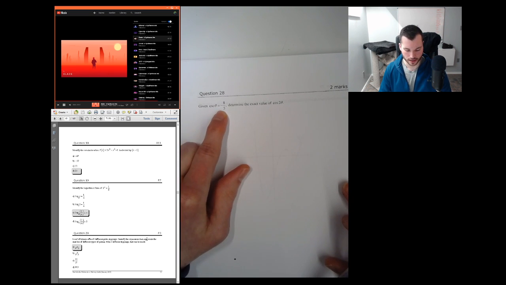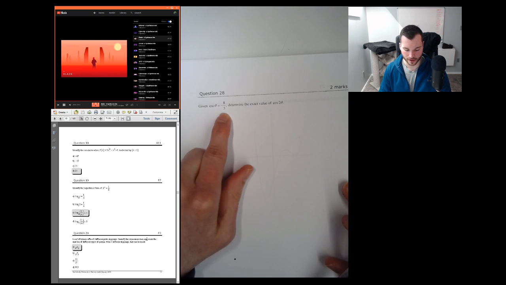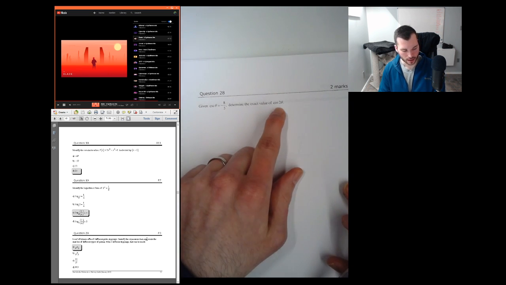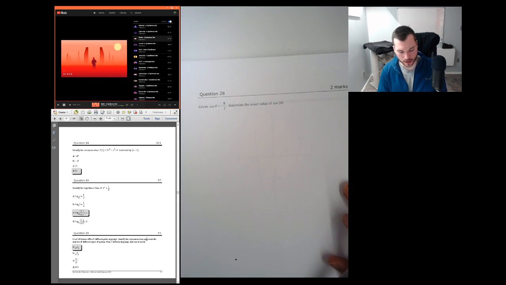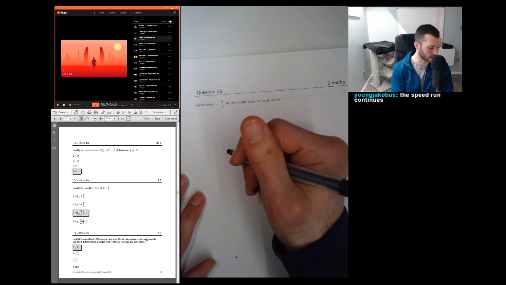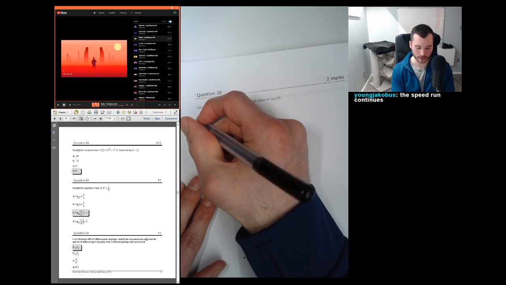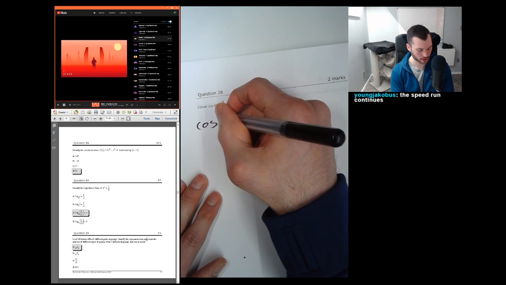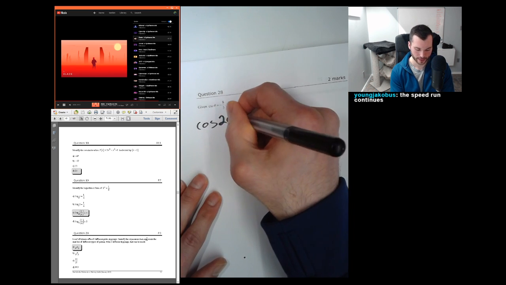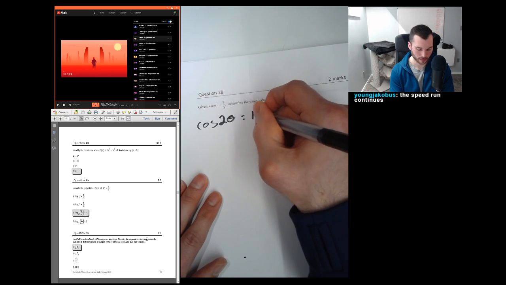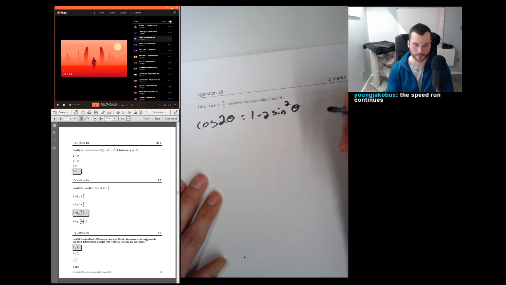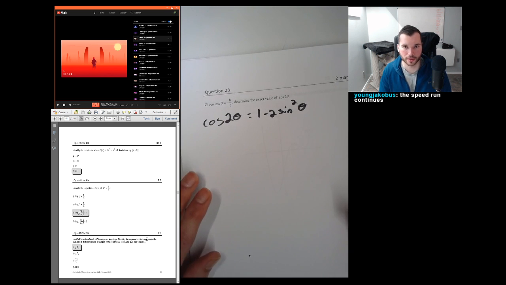Given that cosecant theta is equal to negative 8 over 5, determine the exact value of cos 2 theta. Cos 2 theta, I have no idea what that is, so I'm just going to look to my formula sheet. Just kidding, I have every idea what it is. Let's go with cos 2 theta equals 1 minus 2 sine squared theta. On your formula sheet, speedrun continues, yes it does.